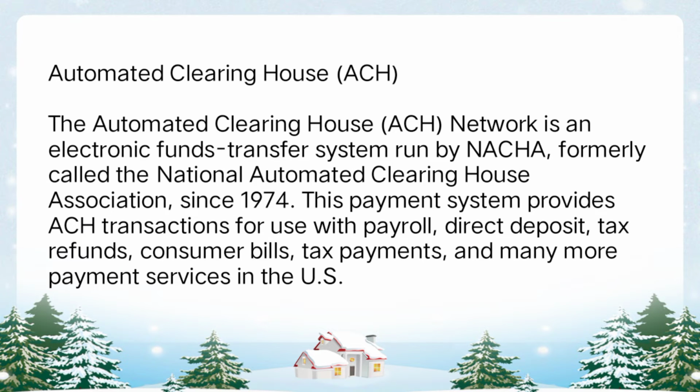The Automated Clearinghouse, or ACH, network is an electronic funds transfer system run by NACHA, formerly called the National Automated Clearinghouse Association, since 1974. This payment system provides ACH transactions for use with payroll, direct deposit, tax refunds, consumer bills, tax payments, and many more payment services in the US. This ACH is also safe because the recipients of the funds normally need an American bank account, and ACH payment is also safer than utilizing other money transfer services. This means that recipients provide sufficient identity for law enforcement to locate them in the event of fraud or other unlawful activities.